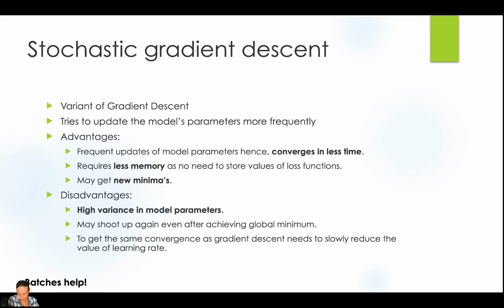So it's a variant of gradient descent whereby we use a batch instead of the whole data set. It tries to update the model's parameters much more frequently. So it doesn't go through the entire data set, but it splits the data set up in batches. So it can actually converge in less time because it updates these parameters quicker. It requires less memory because we only need to store the batch in memory, not the entire data set. And may get to new minima.